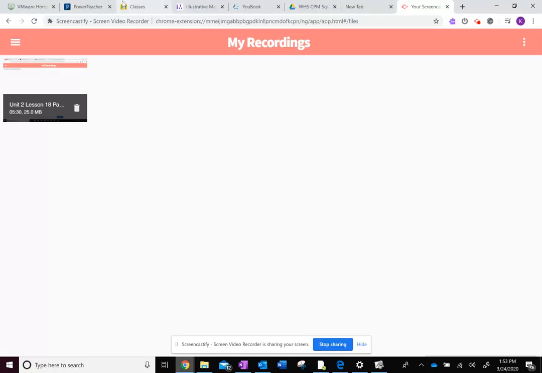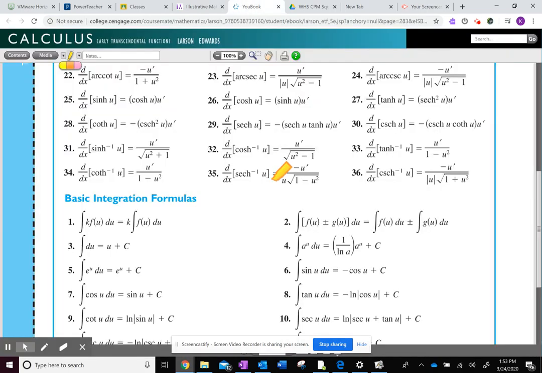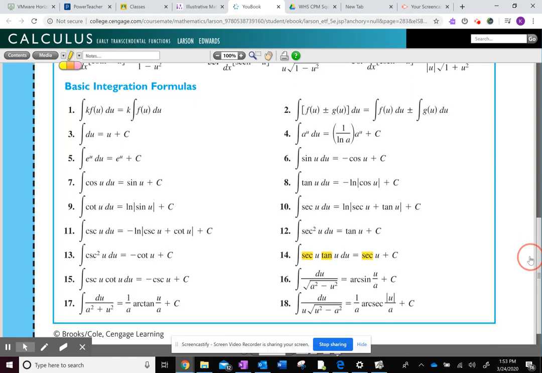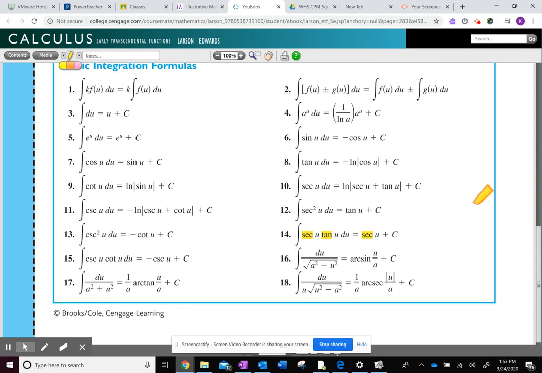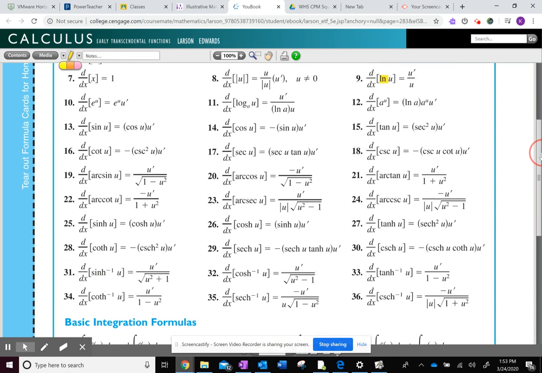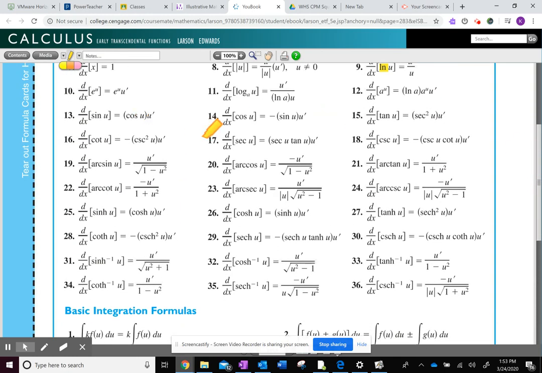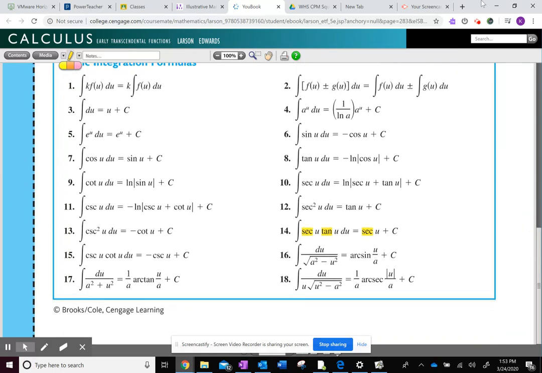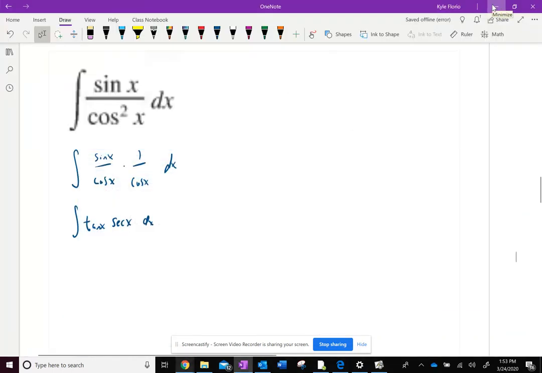Let's see, in the book, we had that here. There it is, right? The antiderivative of secant u tangent u is just secant u. If you remember back with derivatives, the derivative of secant was secant tangent. And we're just kind of working backwards from that. And so the antiderivative of secant tangent is just going to be secant plus some constant, of course.